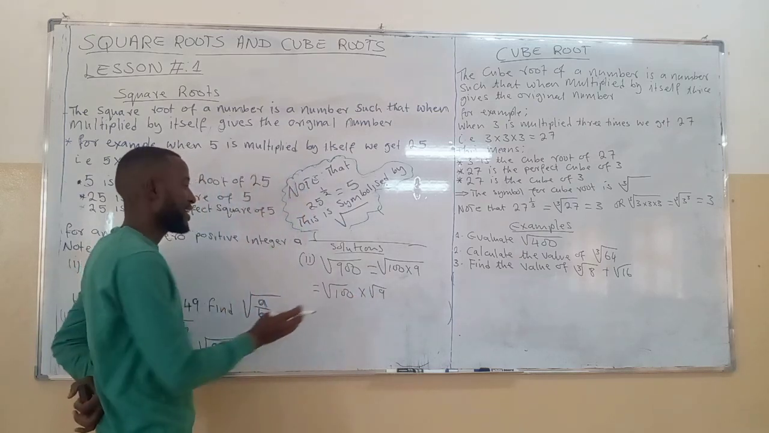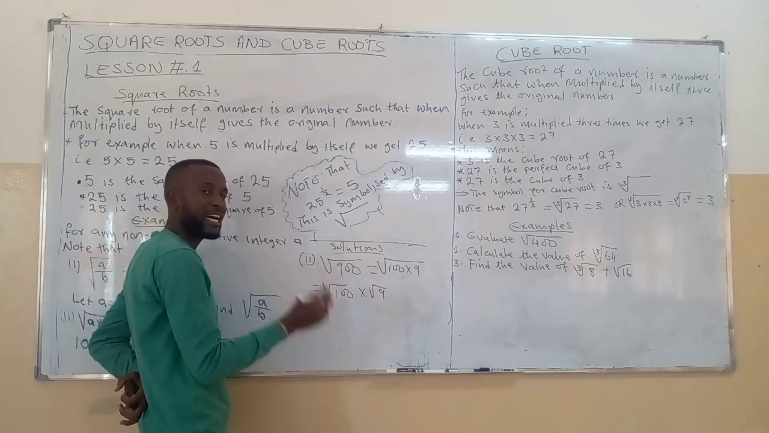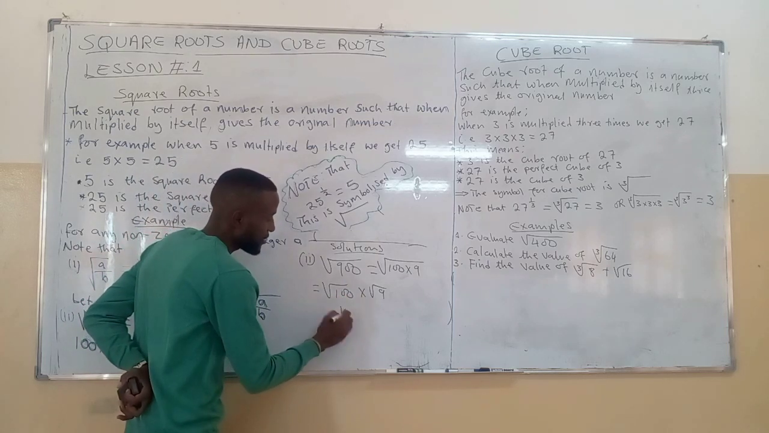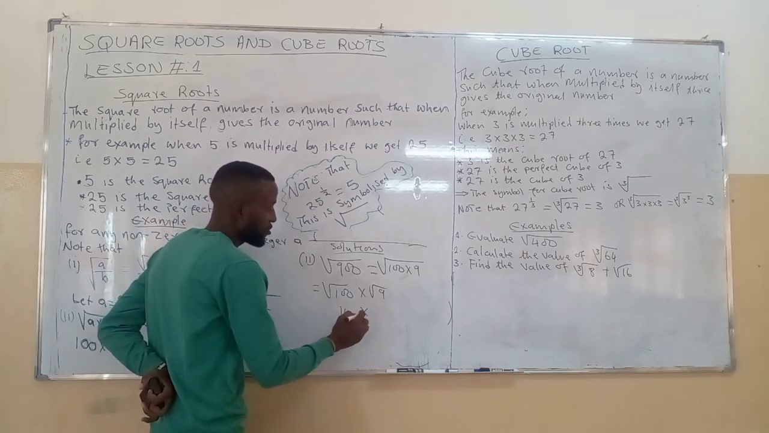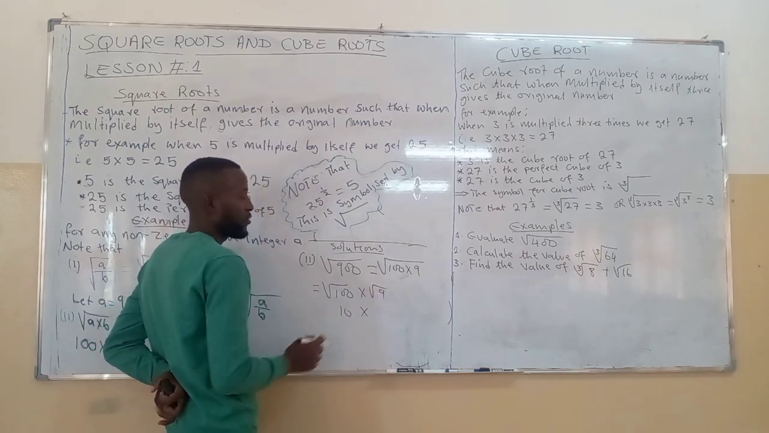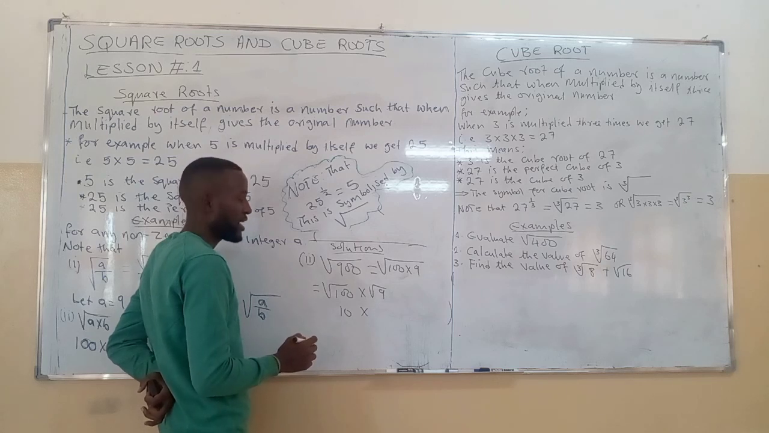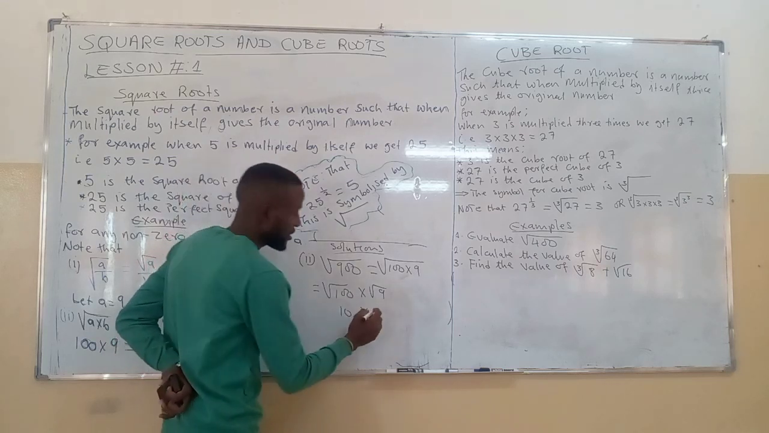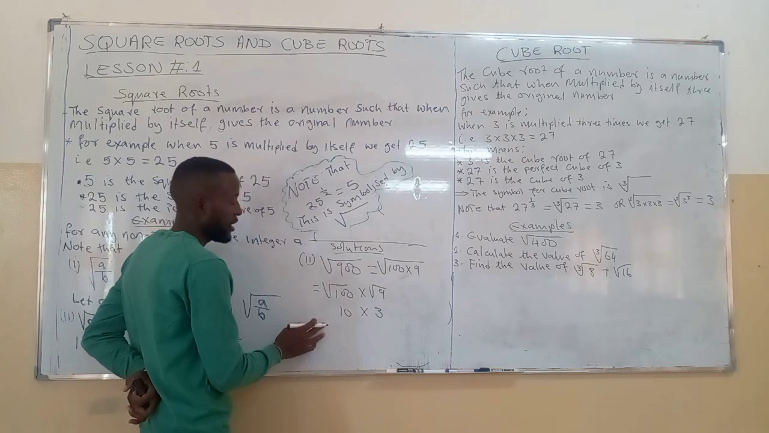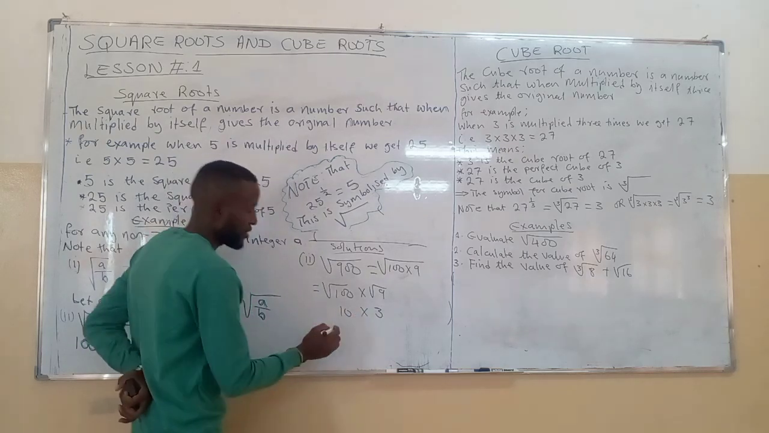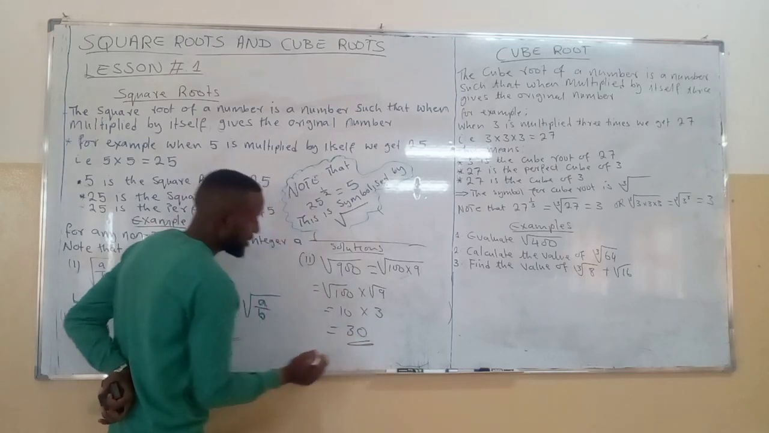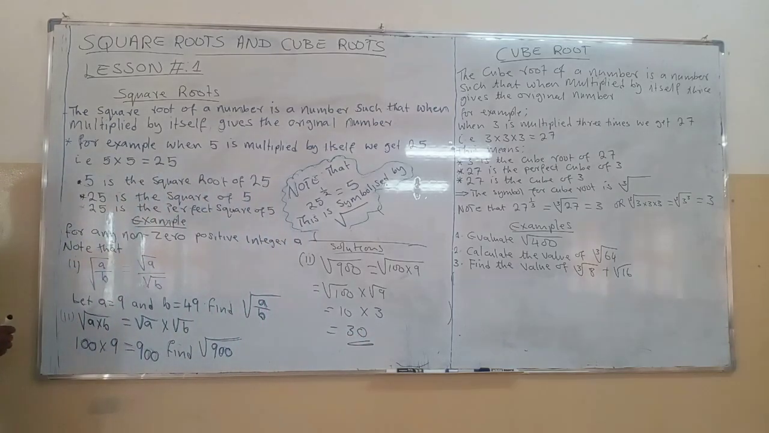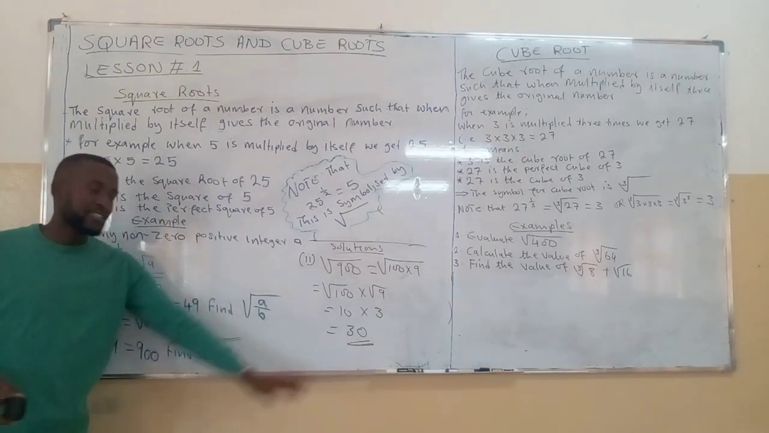What are two numbers I can multiply to get 100? That is 10. 10 times 10 is 100. Plus, times the square root of what? Of 9. 3 times 3 is 9, so it is 3. Now what is 10 times 3? 10 times 3 gives us 30. So 30 is the answer for this one. The square root of 900 is 30.